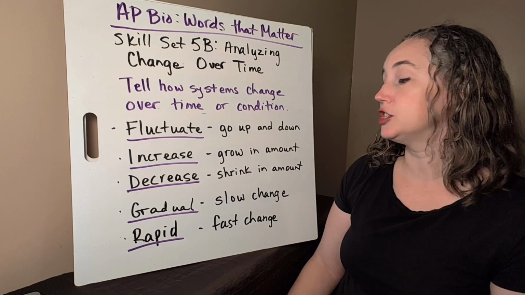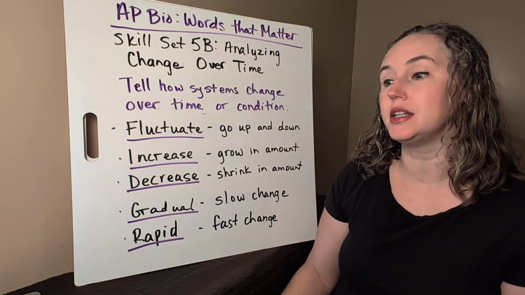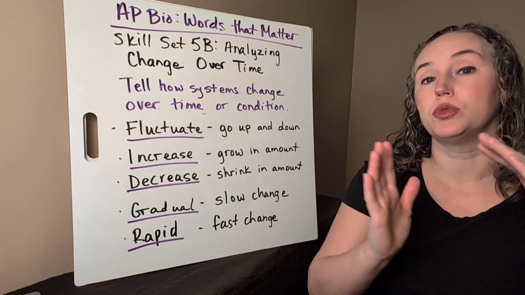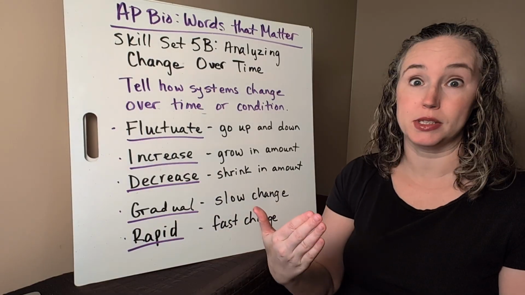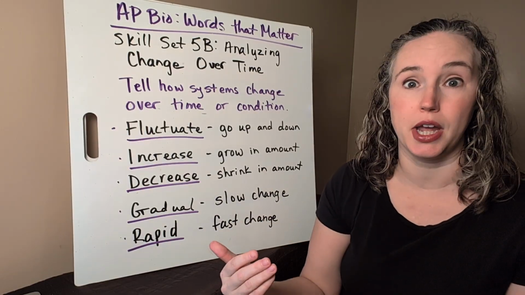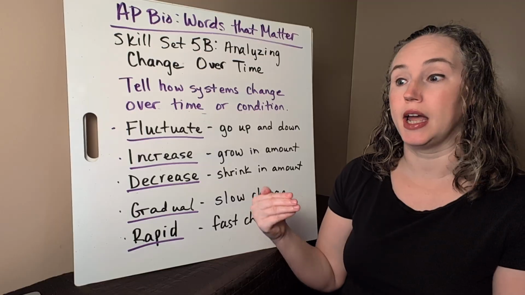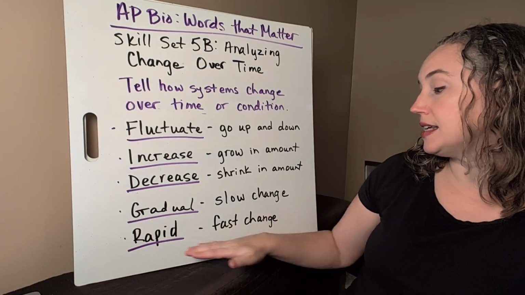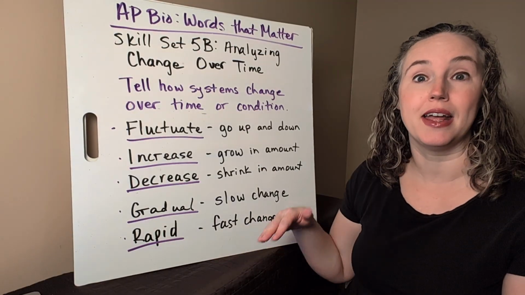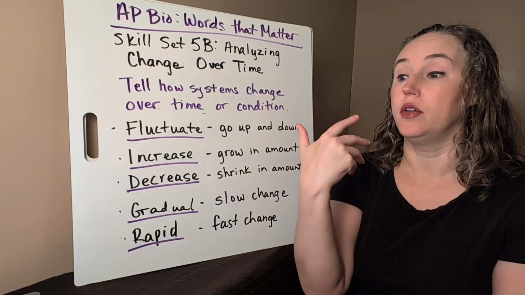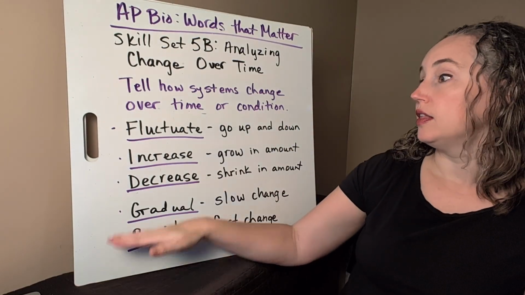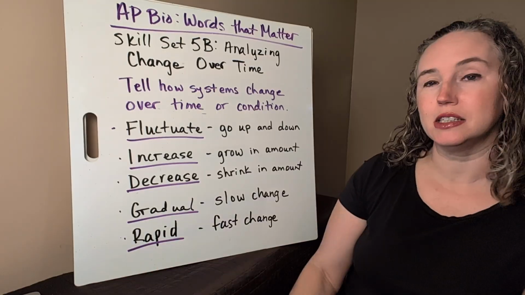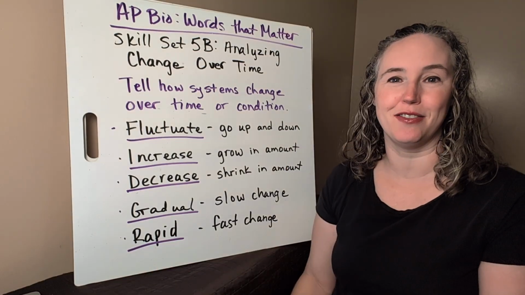So for example, the change in allele frequency was gradual over time, whereas rapid is the opposite of that. That is a fast change. So you could say a rapid response happened, a fast change happened after the hormones were released, right? So these are the last 5 words in skill set 5.